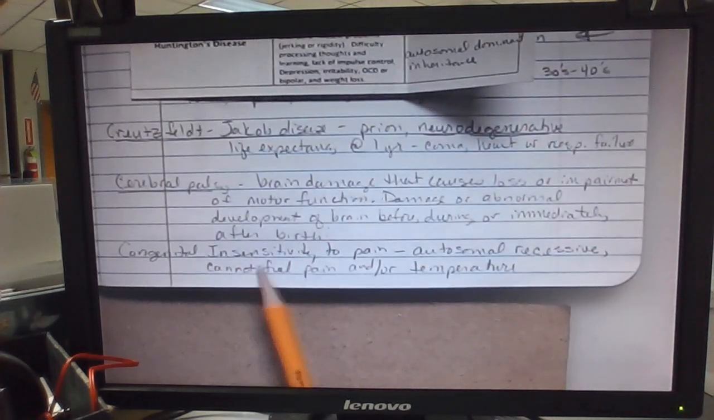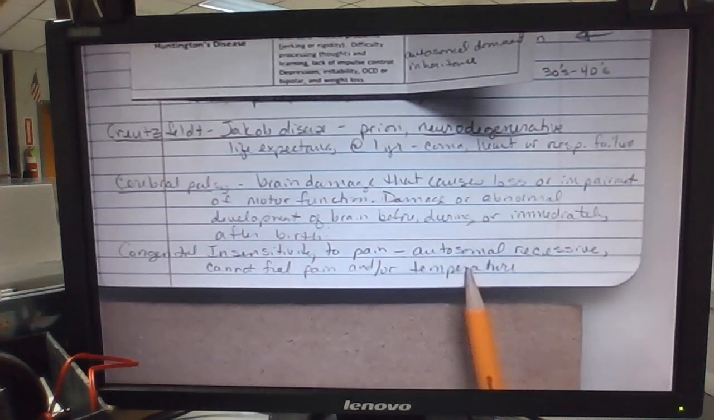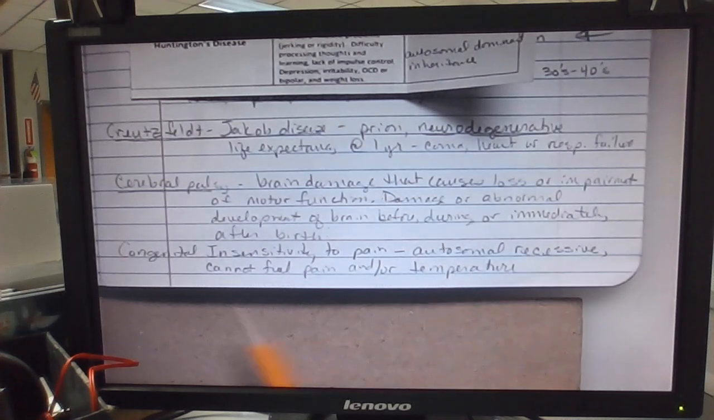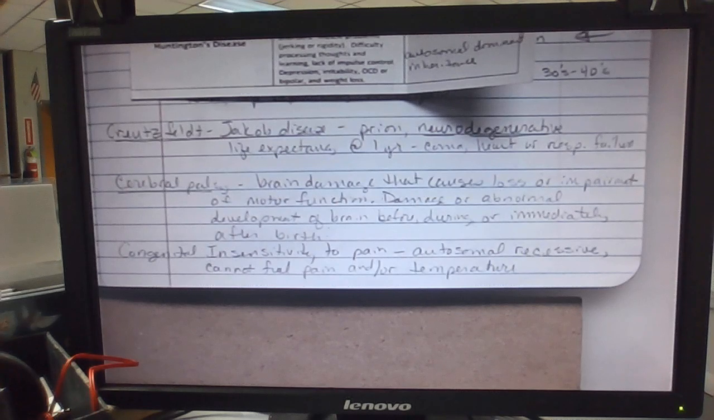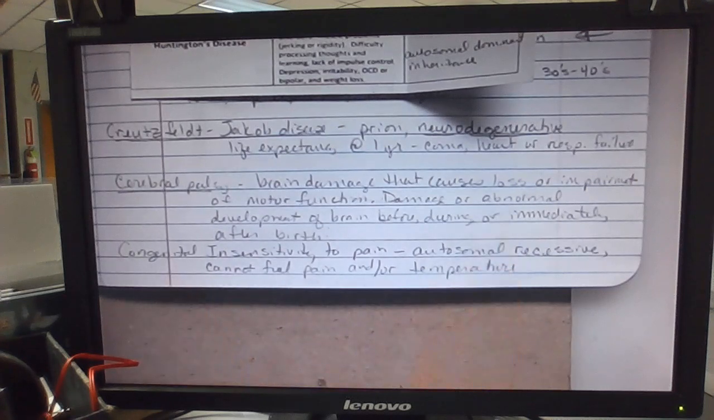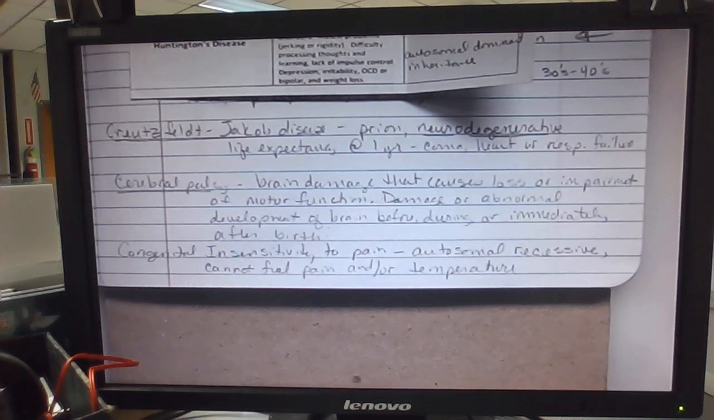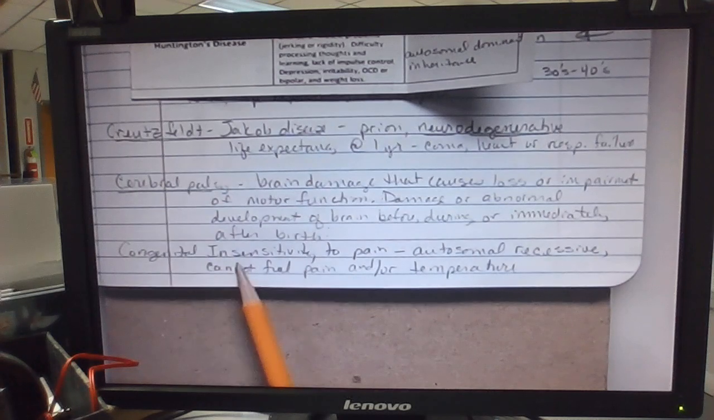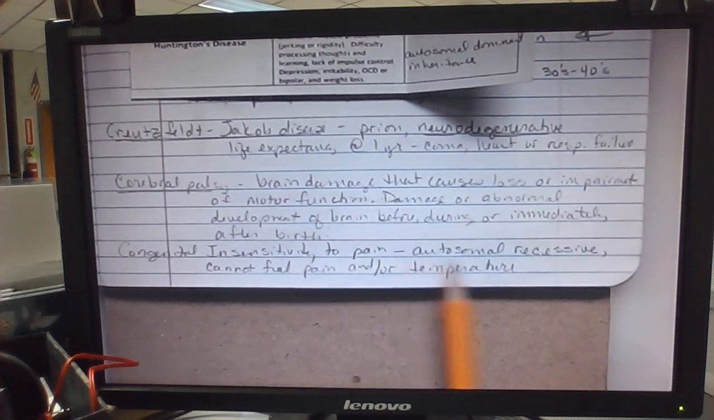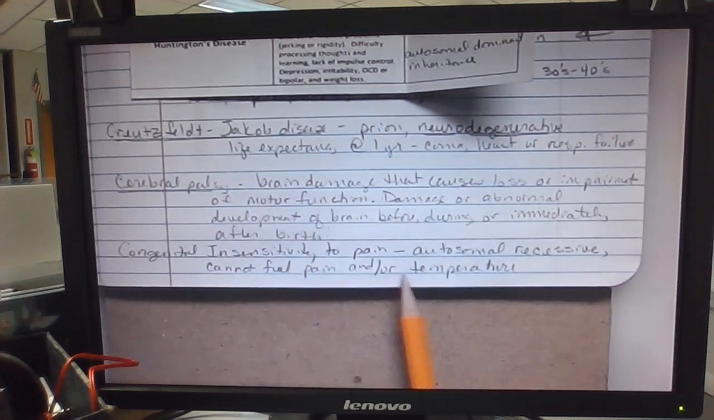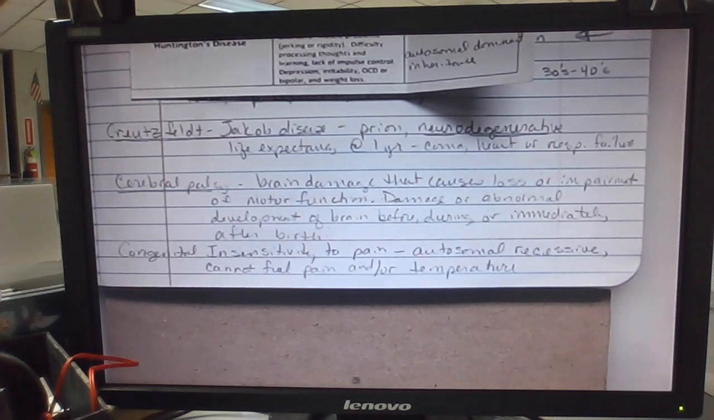Congenital insensitivity to pain. This is an autosomal recessive condition. You can't feel pain and/or temperature. That sounds like it would be a great thing, but it's not, because then you don't know if you're stepping on something or if something's pushing too hard. You don't feel internal pain, so you don't know that things are wrong internally.